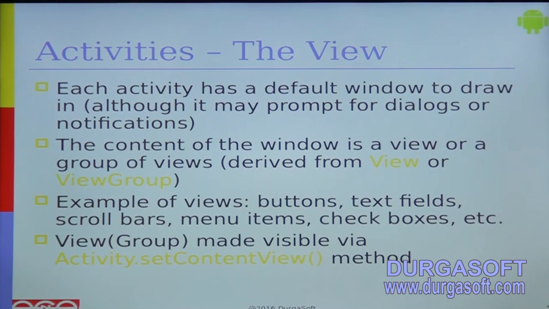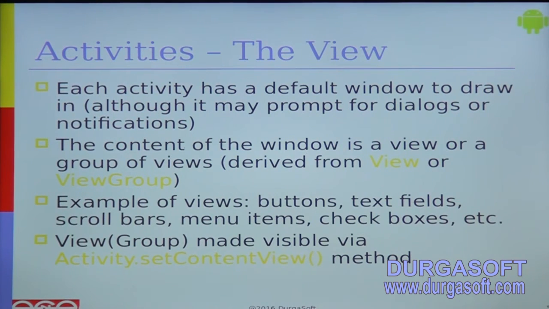So when you say an activity has some default window, that is nothing but a view or a group of views. A group of views in the sense there could be linear layouts, different kinds of layouts, as we're going to speak about further. So there are different kinds of layouts like linear layout, relative layout, and frame layout, and each has its own way of implementation. So the content of that window can be anything.